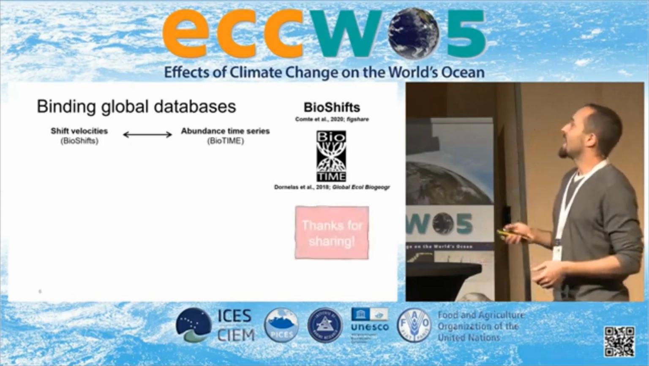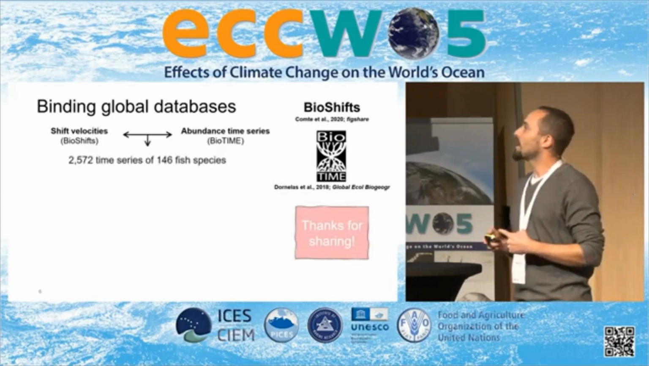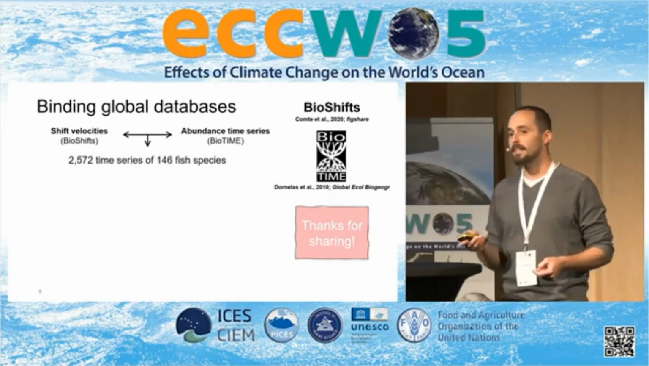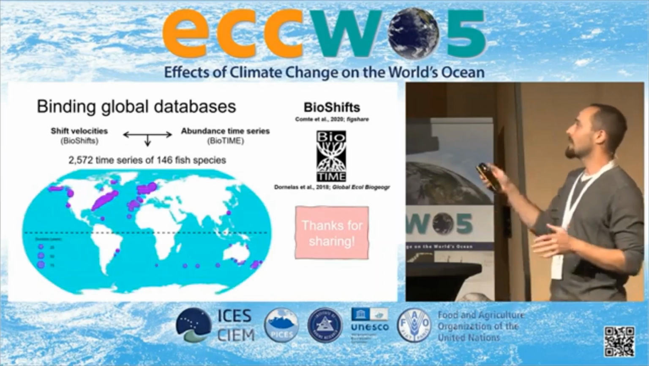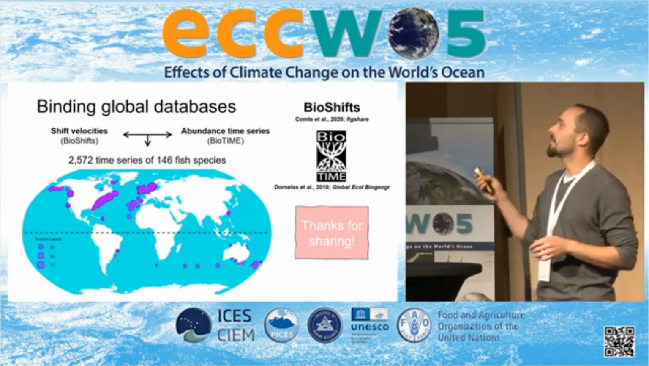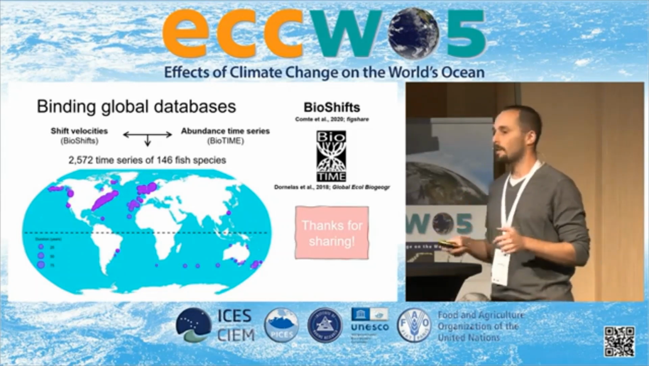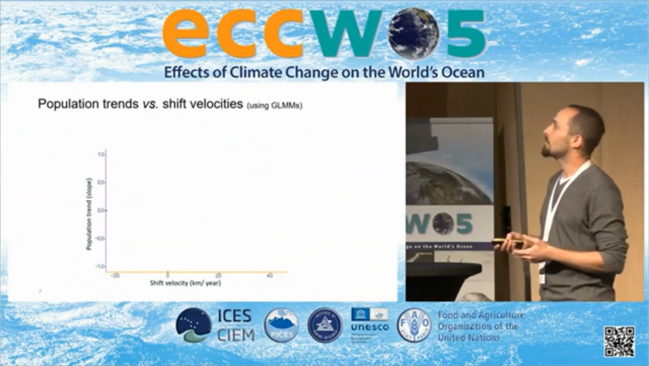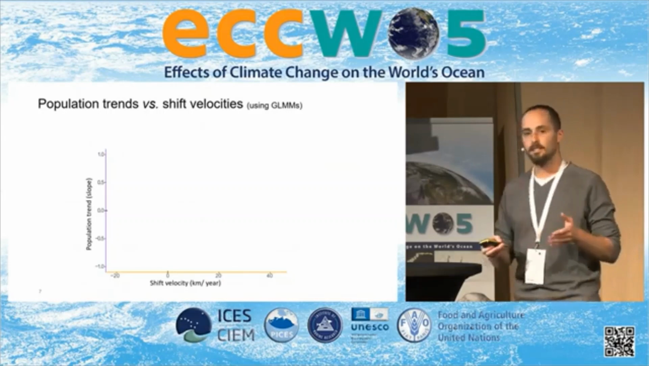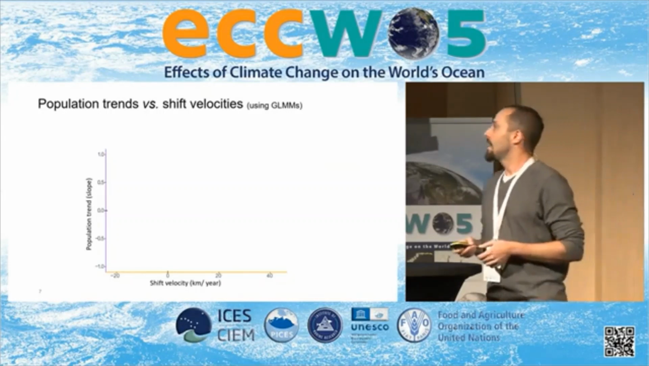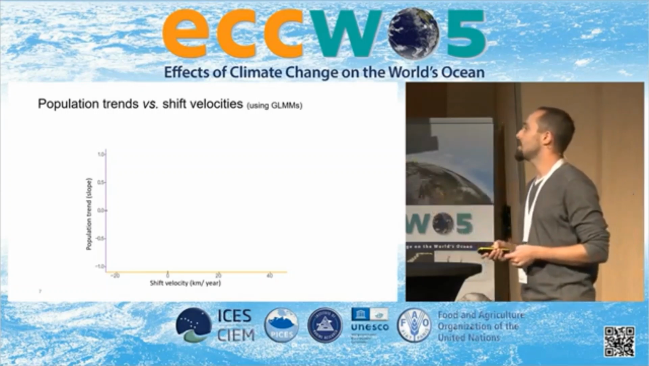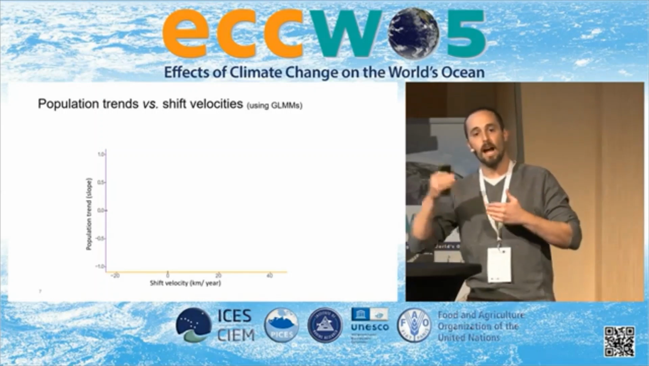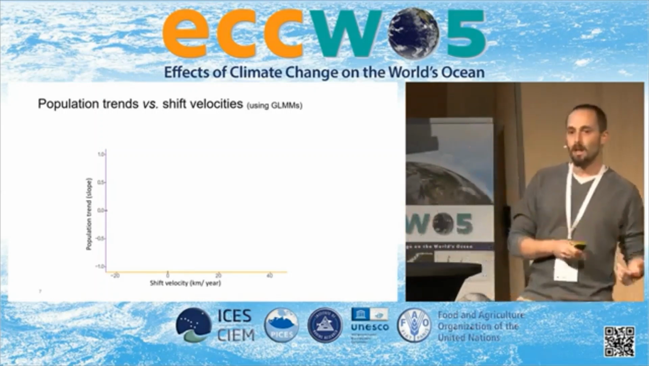After combining these two databases, we ended up with 2,572 different populations belonging to 146 marine fishes, spread relatively worldwide. Most of them are in the North Atlantic, some in the Northeastern Pacific, others in Oceania, and some other sporadic populations. Great, so now we have the data, and we can examine the relationship between population trend, the slope of abundance against time, on the y-axis, and on the x-axis, the different shift velocities of the species in kilometers per year. Positive values are for species that move towards higher latitudes, and negative values for those that move towards lower latitudes.